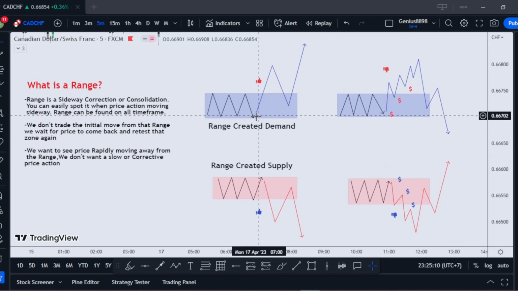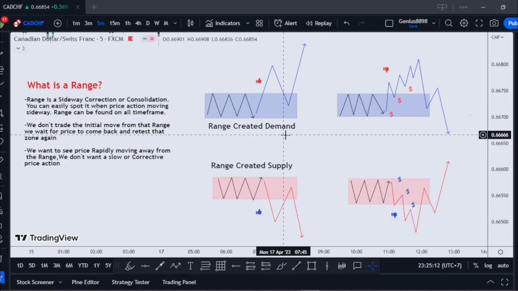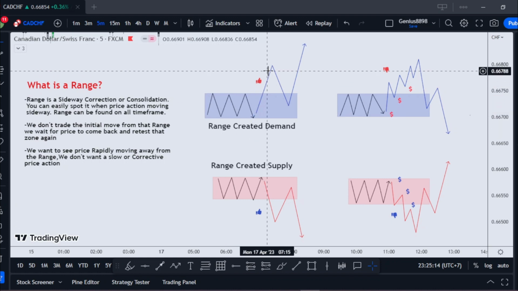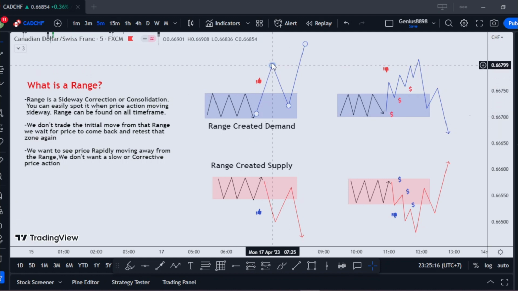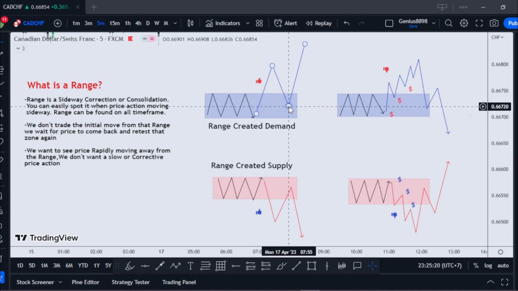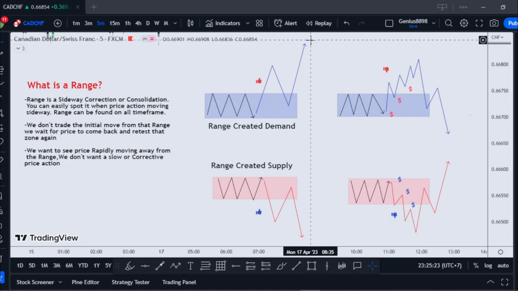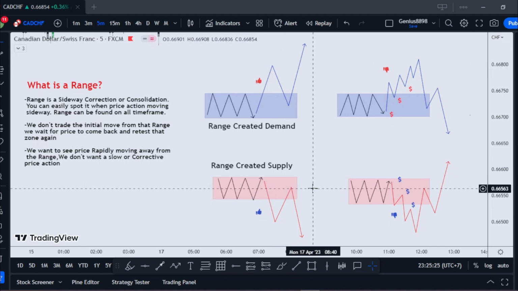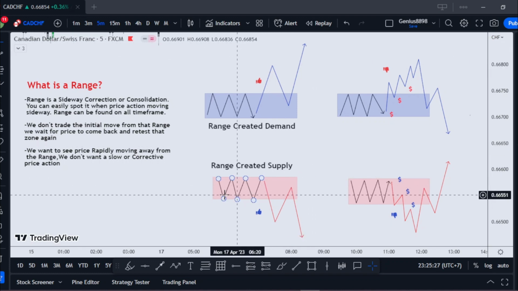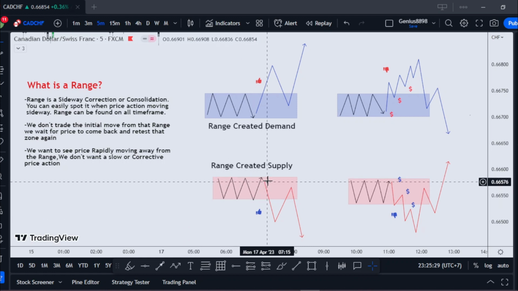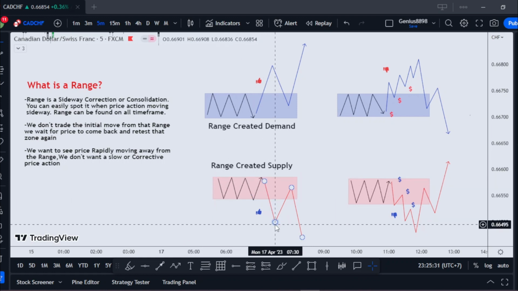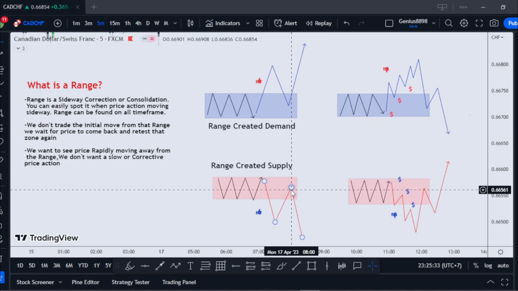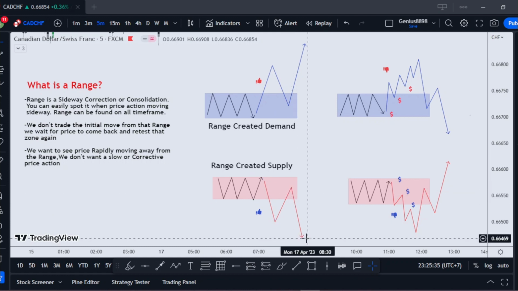In this case right here, the range created demand. Price broke that range to the upside, and now we know the direction. Then we wait for price to come back to that range and continue to the upside. The same thing goes for a range that created supply. After price breaks out of that range and comes back to the range right here, this is where we're looking for a trade to the downside.